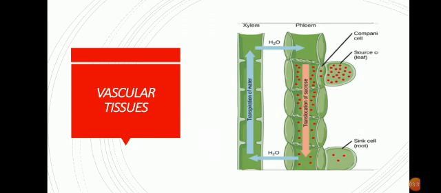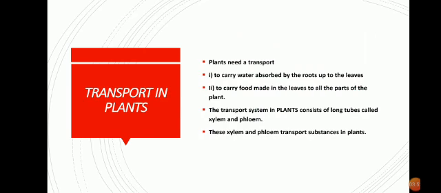Now what we are going to discuss next is transport in plants. Here you can see this is the xylem. It transports water upward. And phloem transports the glucose solution. The glucose is being transferred via solution. The source is the leaf, to the other parts of the plant. So next is transport in plants.